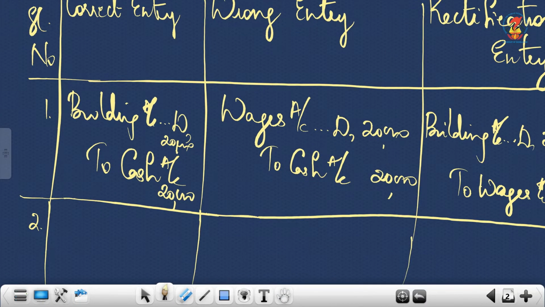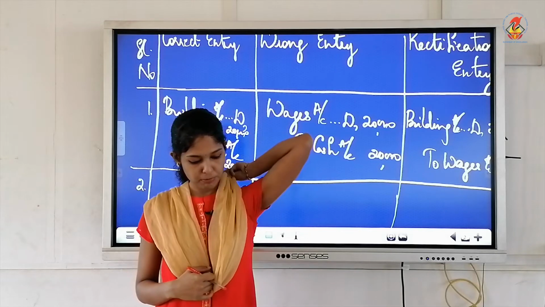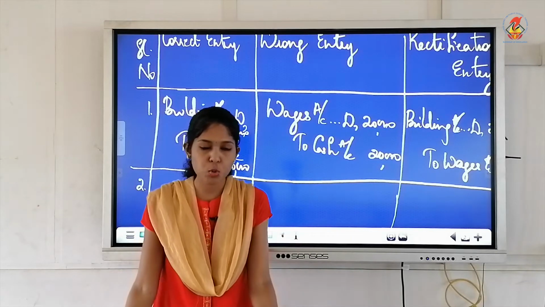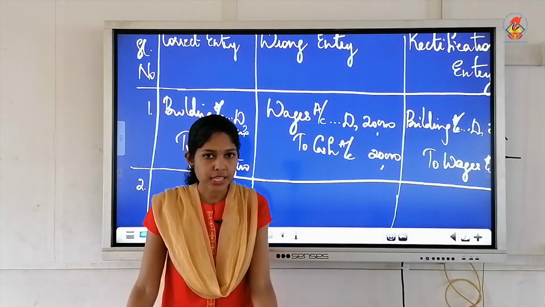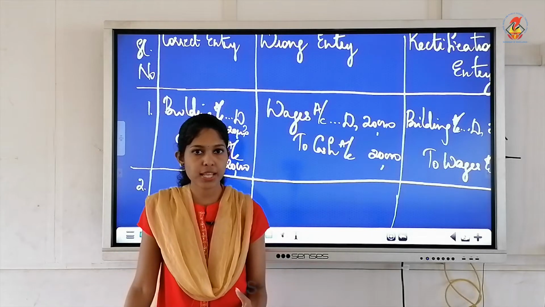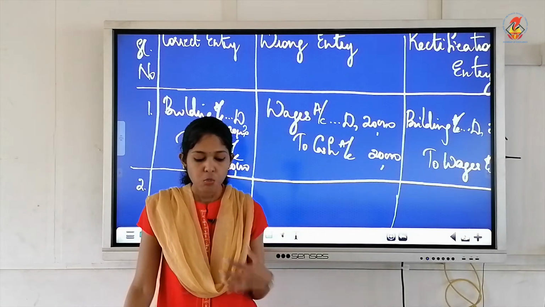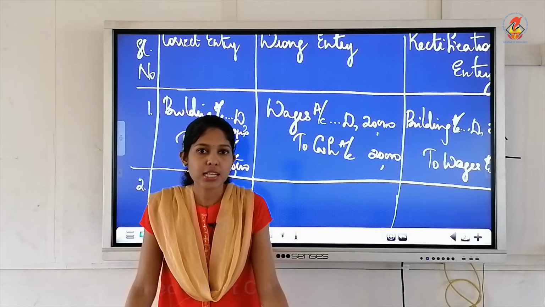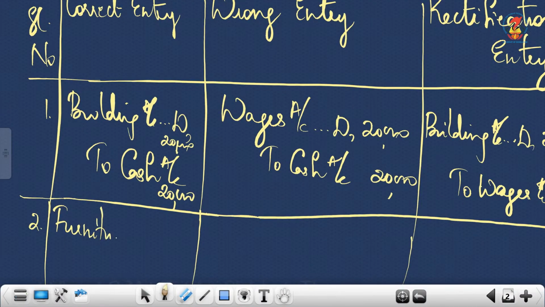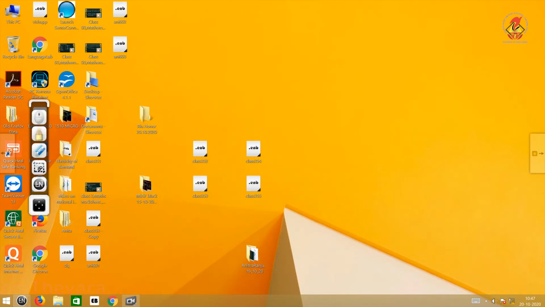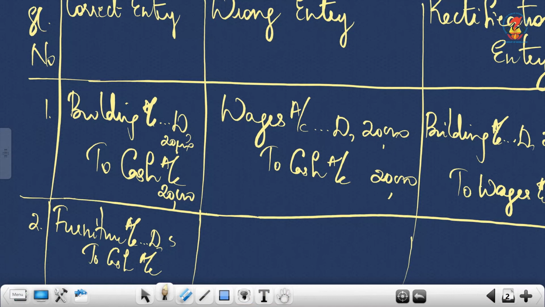The next one is cartage paid for the newly purchased furniture ₹500 posted to cartage account. It is cartage paid, that means it is the transportation expenses which you paid when you purchase furniture. So, what is the correct journal entry? Which account we have to debit actually? The furniture account we have to debit. So it is furniture account debtor to cash account, and the amount is 500.